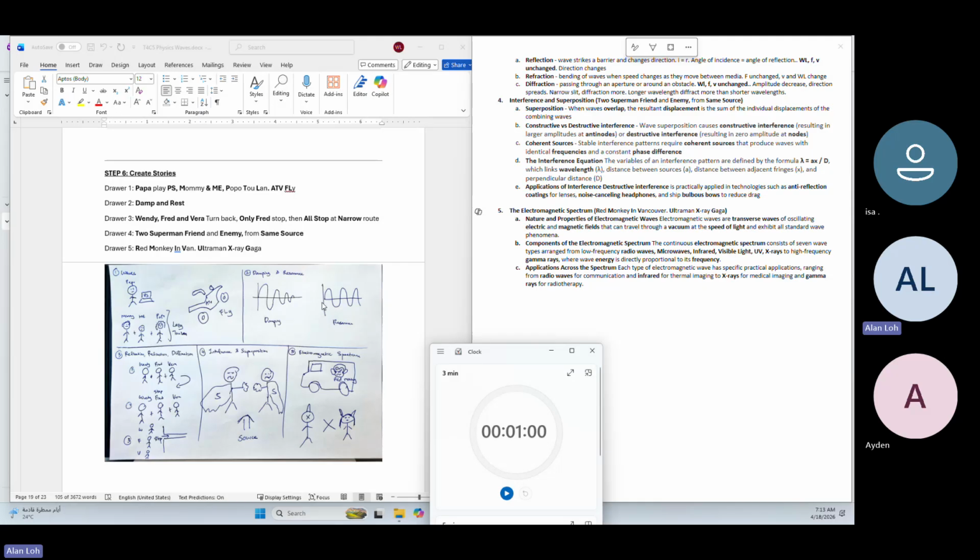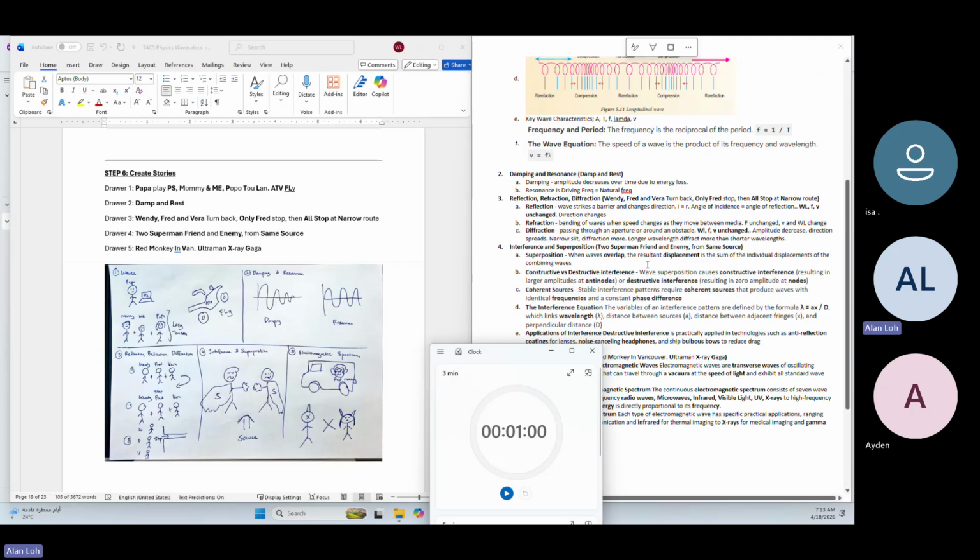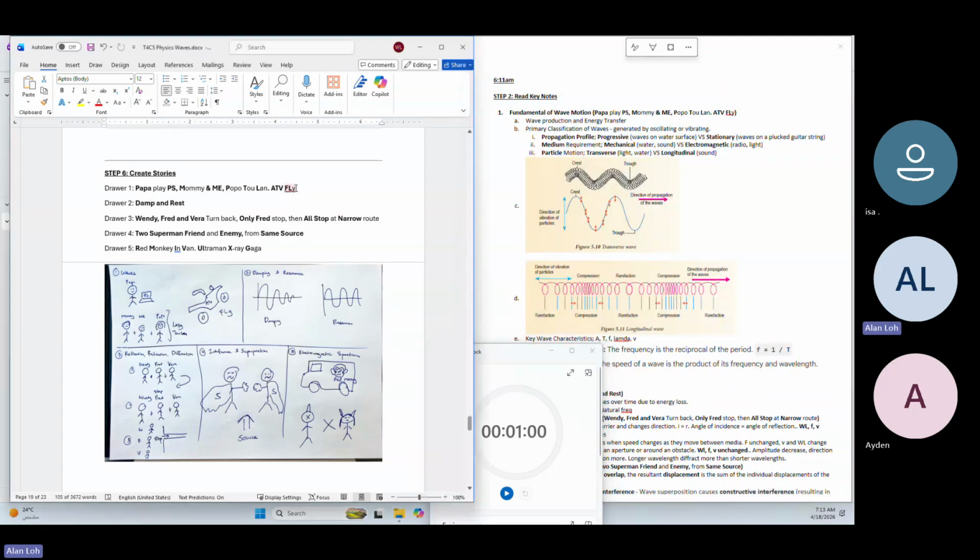Step 6 is create stories. Right, create stories. So let's see, what is this very silly and funny story? That doesn't make sense story. Papa play PS. PS is PlayStation. Mommy, me, and Popo. Tao lan. In Cantonese is Tao lan. That means being lazy. Right? Then there's another, the ATV. ATV is like a vehicle, all-terrain vehicle. I draw it this way.